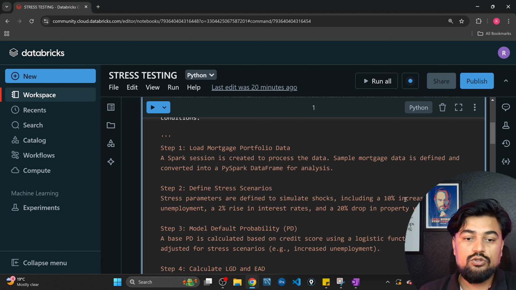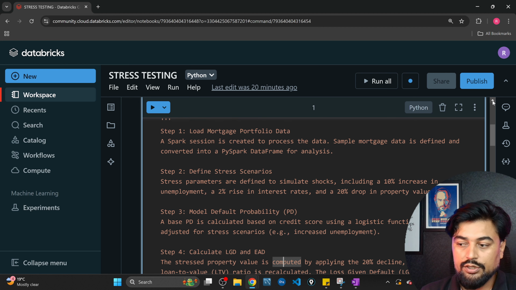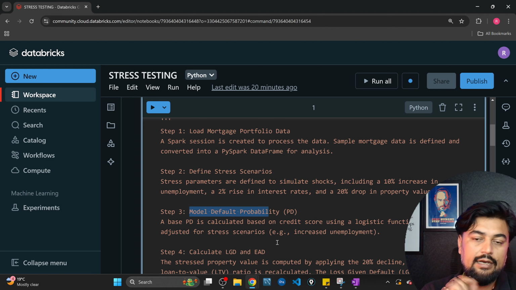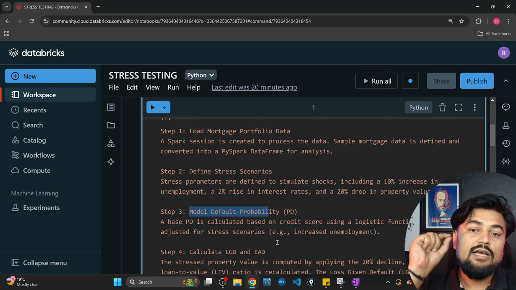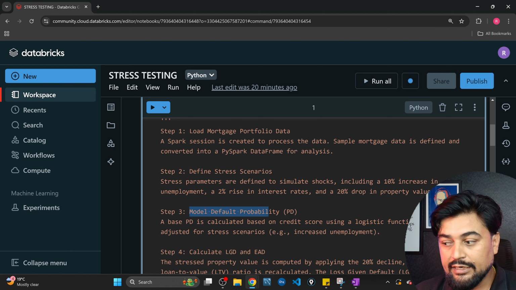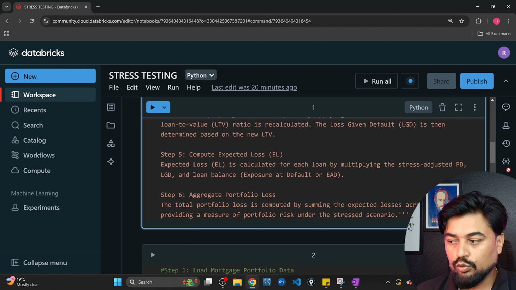Now let's talk about certain steps which we are going to cover in this particular code. Step 1 will be to load the mortgage data. I will teach you this. Then we will define stress testing, then we'll calculate the modeling. One more very important point to remember is that PD is always calculated separately to LGD and EAD, because PD calculations are much more complex and need much more data.